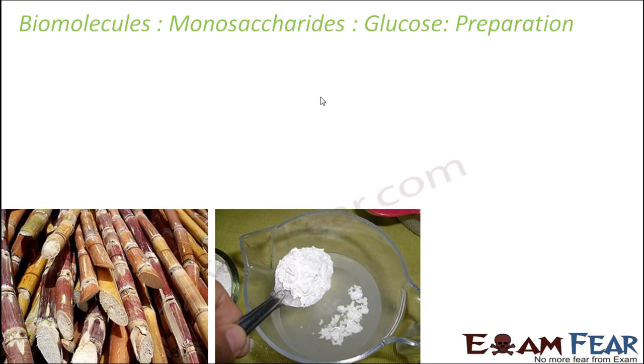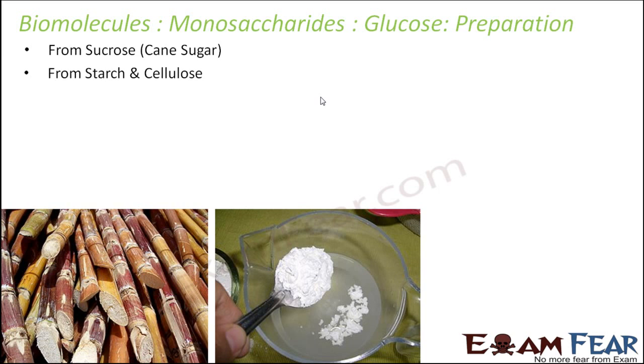Just now we spoke about the process of hydrolysis. What did we see? If you do hydrolysis of a polysaccharide or a disaccharide, glucose can be formed, because glucose is a monosaccharide. It is the simplest unit. So it can be prepared from sucrose, which is cane sugar, and it can also be prepared from polysaccharides like starch and cellulose. Sucrose is nothing but cane sugar, often known as table sugar. Sucrose is a disaccharide, and starch and cellulose are polysaccharides.